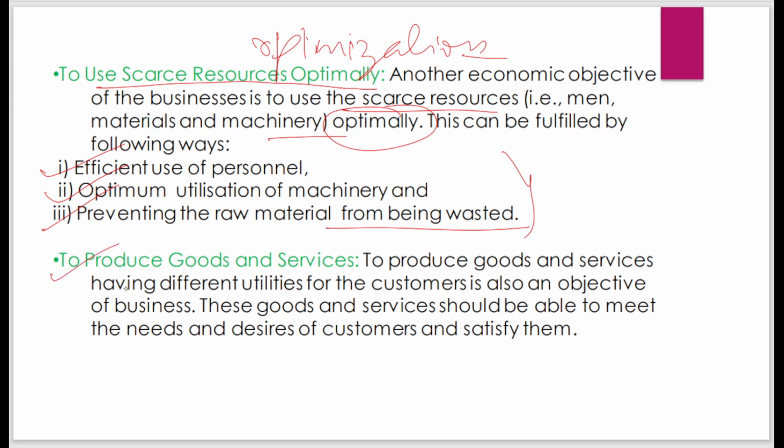Another one is to produce goods and services. To produce goods and services having different utilities for the customer is also an objective of the business, right? These goods and services should be able to meet the needs and desires of the customer and satisfy them.